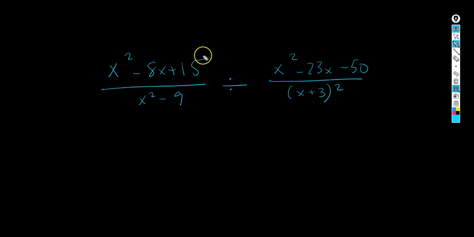I can factor this. Two numbers that multiply together to give me positive 15, but add up together to give me negative 8. That'd be negative 5 and negative 3. That's a difference of squares. And it was covered in the Lab 1 example sheet PDF.